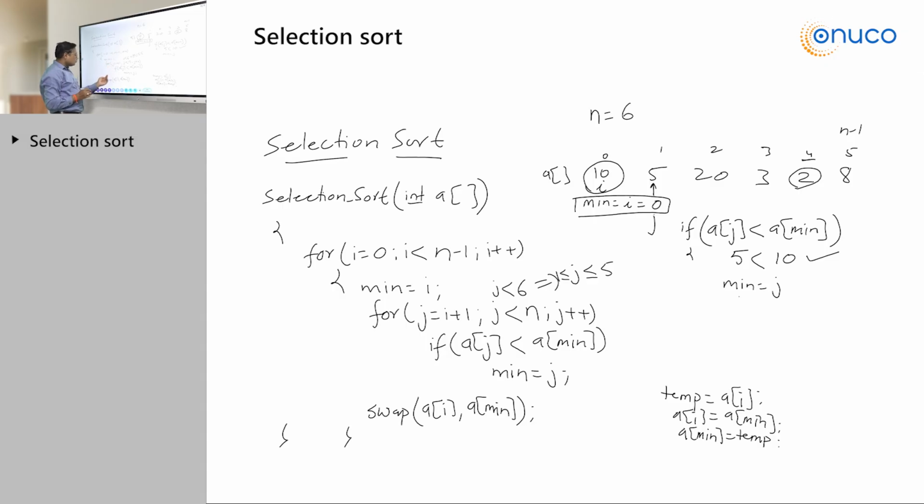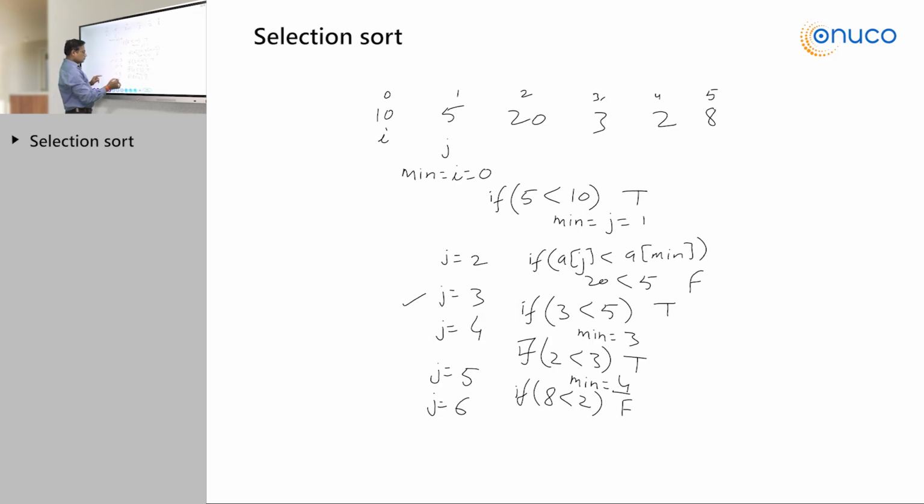Once it comes out of this loop, there is a swap statement, swapping between a of i with a of min. Let us see that. What is a of i and a of min? So a of i remains at the 10th position. A of min is 4, a of 4 is 2. We are going to swap it.